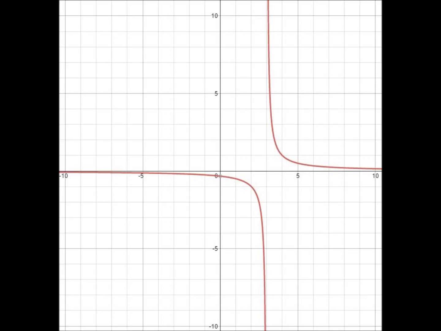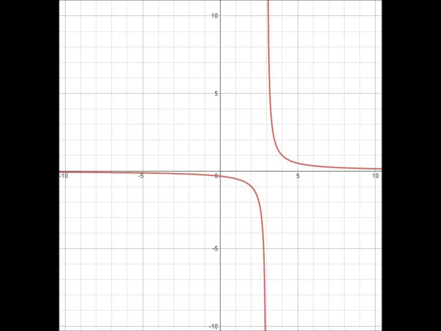Let's look at f of x equals 1 over x minus 3. To find the vertical asymptote, set the denominator equal to 0. When you solve, you see that the vertical asymptote is x equals 3. If you look at the graph of this function, you'll notice that it is approaching this line x equals 3, making it the vertical asymptote.